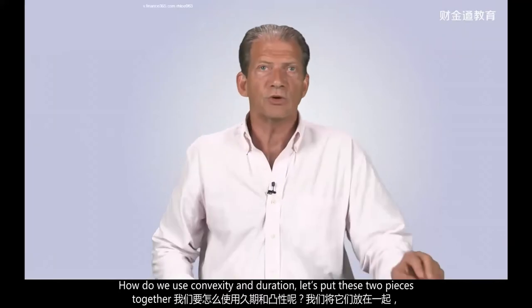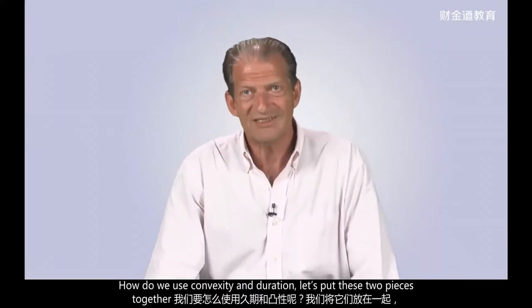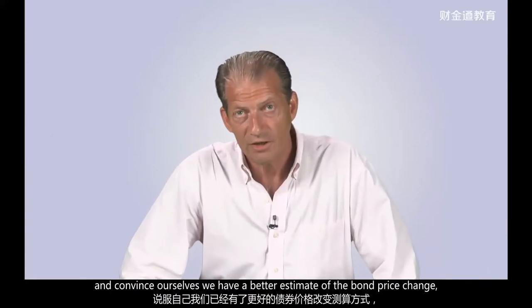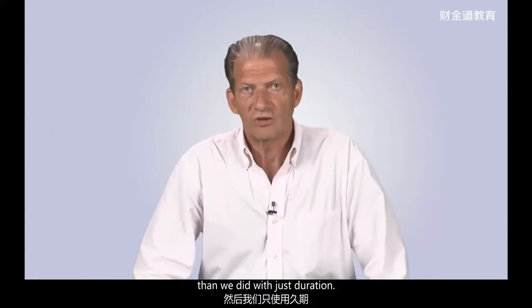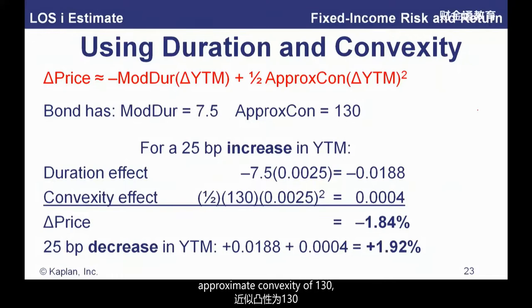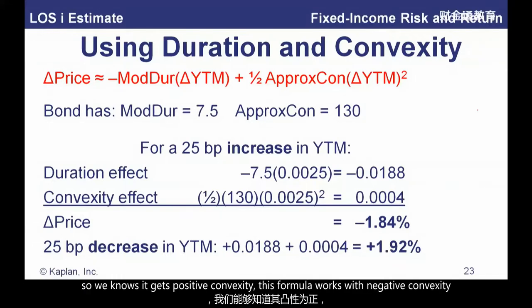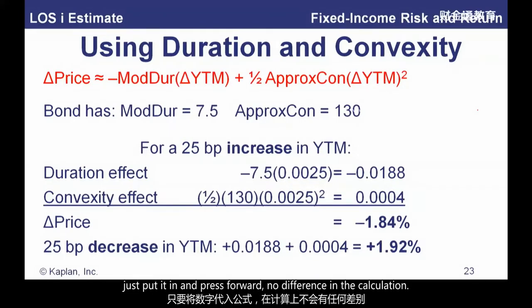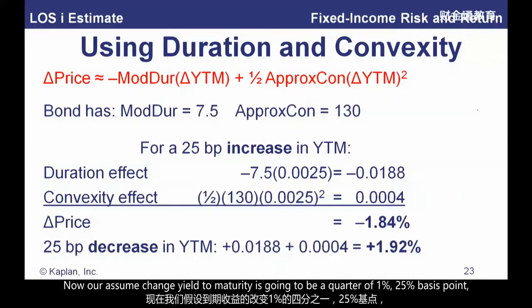So how do we use duration and convexity? Well, let's put these two pieces together and convince ourselves that we have a better estimate of the bond's price change than we did with just duration. So this bond has a Macaulay duration of 7.5, approximate convexity of 130. So we know it's got positive convexity. These formulas work with negative convexity. If you're ever given a negative convexity number, just put it in and press forward. No difference in the calculation. So now our assumed change in yield to maturity is going to be 0.25%, 25 basis points.